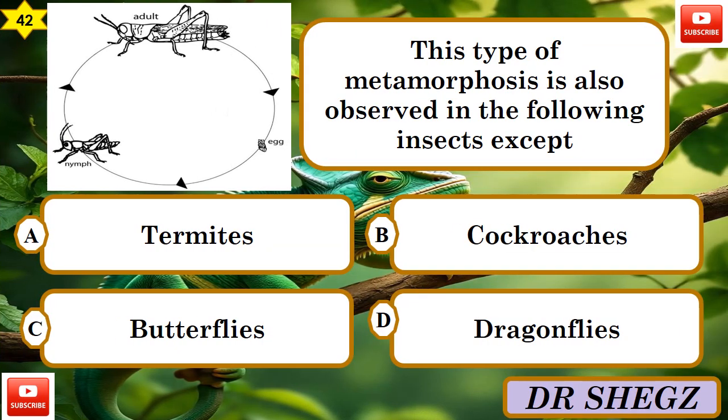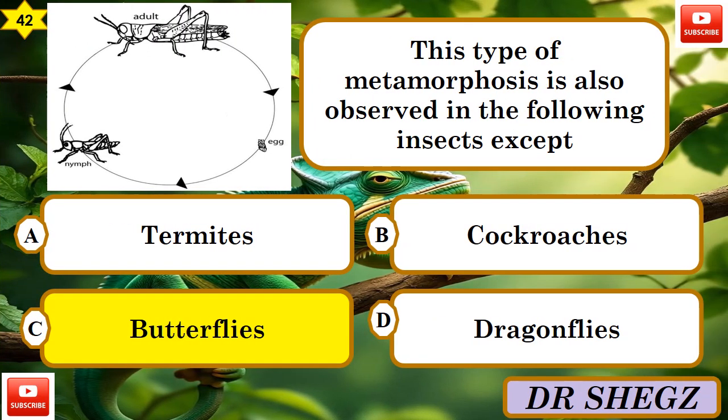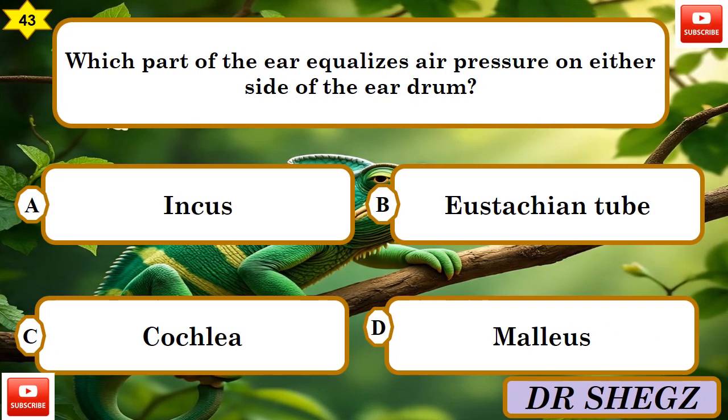This type of metamorphosis is also observed in the following insects except. Now this is for grasshoppers. So which other insects in addition to the grasshopper carry out this incomplete metamorphosis? All of them carry out incomplete metamorphosis. Butterflies carry out complete metamorphosis.